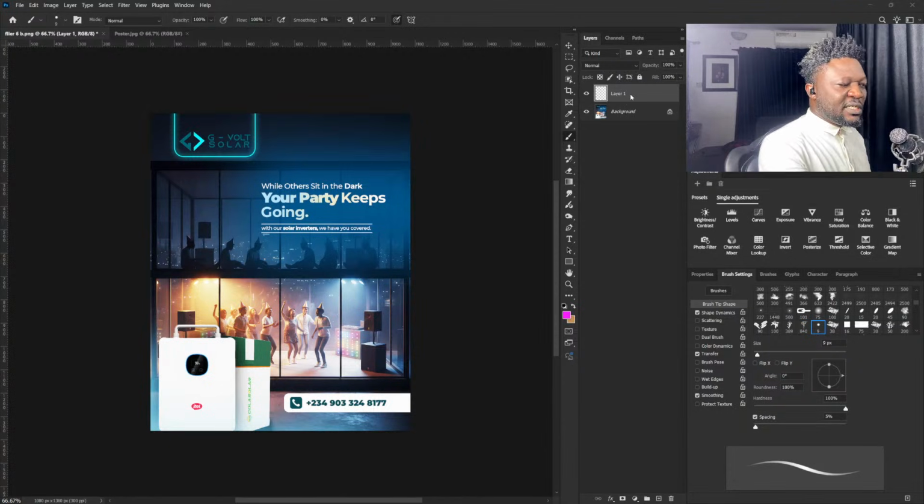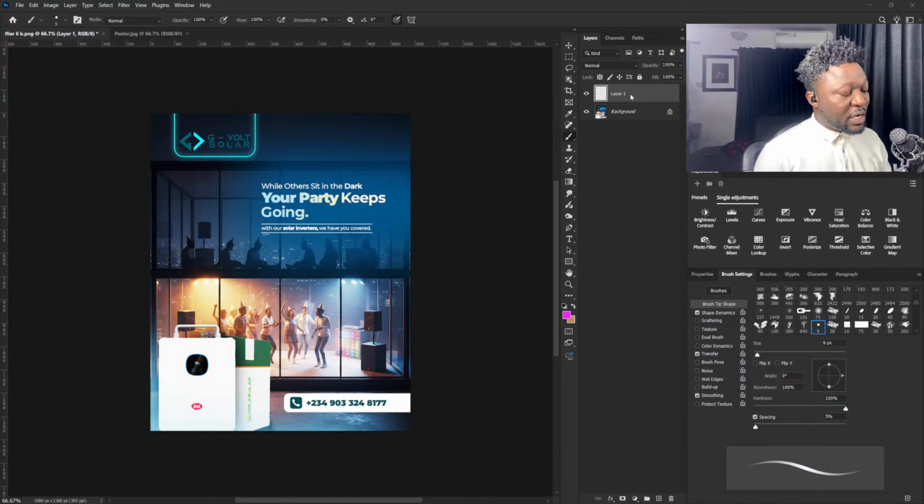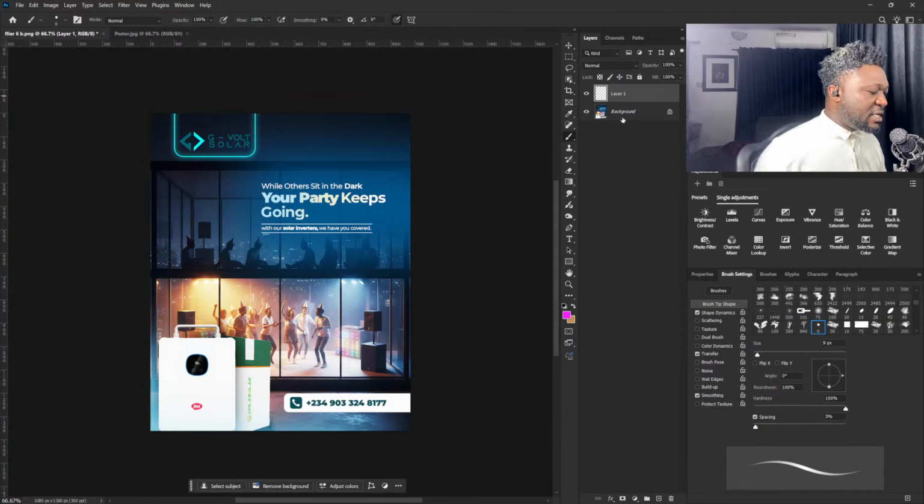So this is the design I'm going to review in today's training, and there are so many things here. But I'm going to quickly share what is working and what is not working in the project. So let's start with what is working here. The first thing I love so much about this project is the illustration.